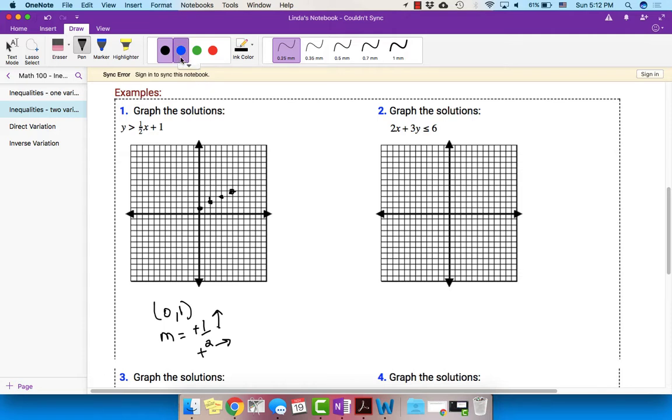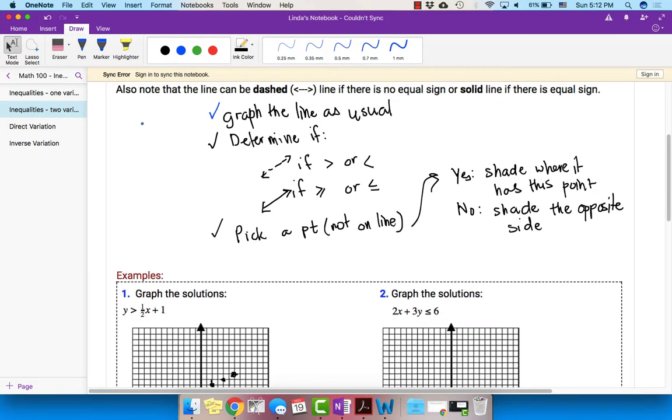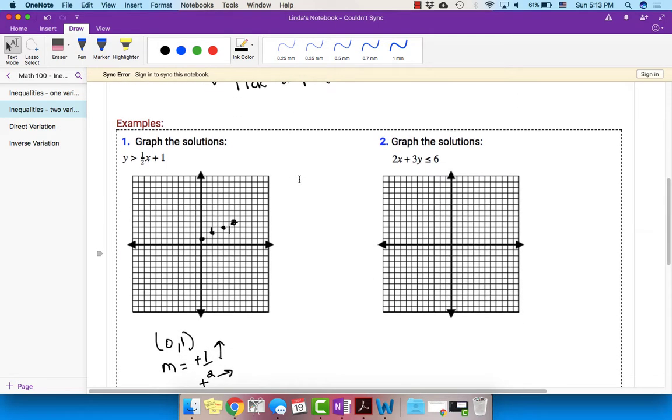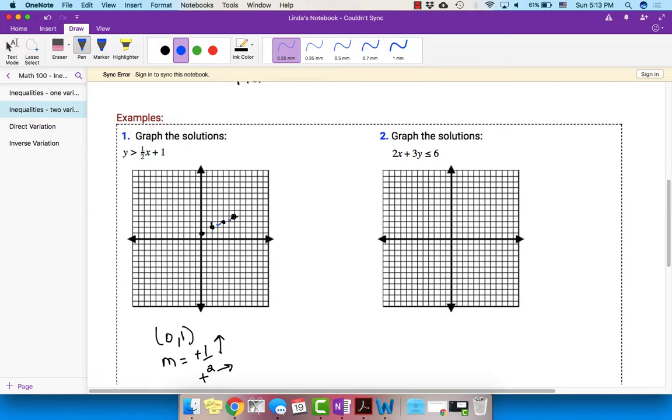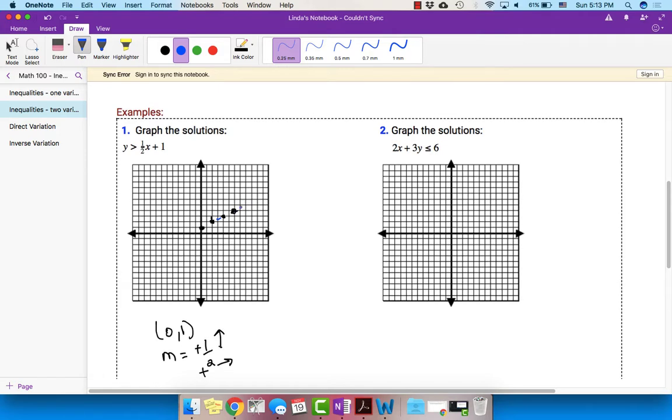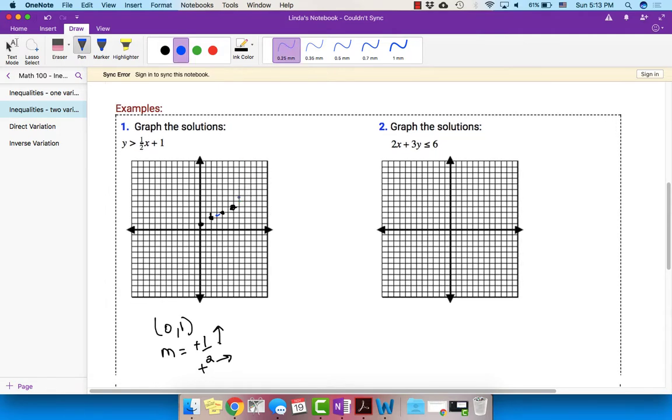I'm just going to give myself some points here. And then I will go ahead and determine, as step number 2 says, whether it's going to be a dash or a solid line. So when I look at that right here, it seems like I'm going to have a dash line because it does not have the equal sign. So I'll go ahead and draw the dash or broken line here.